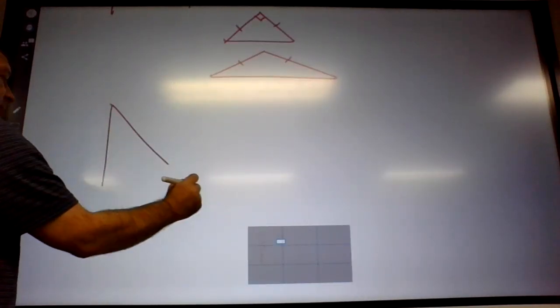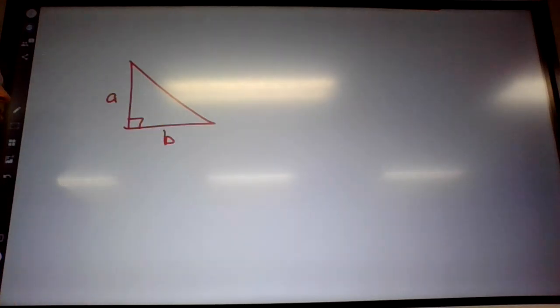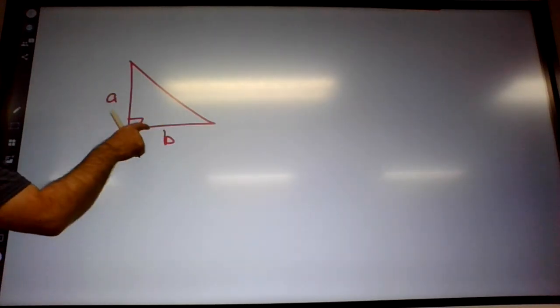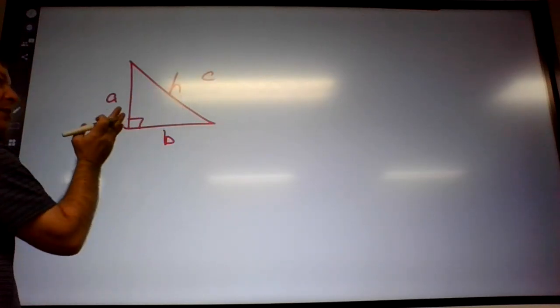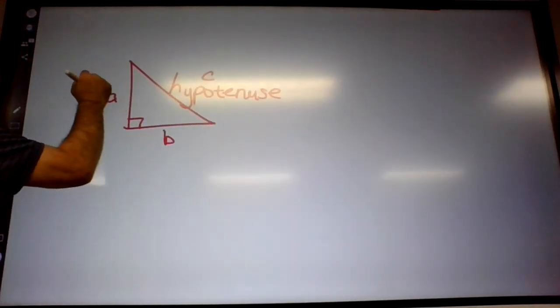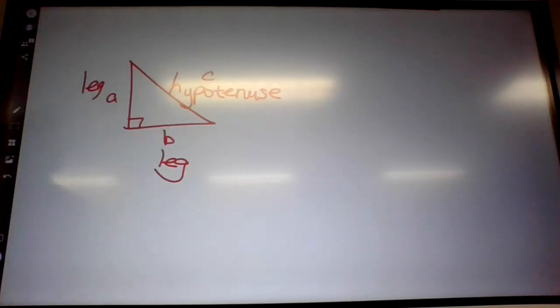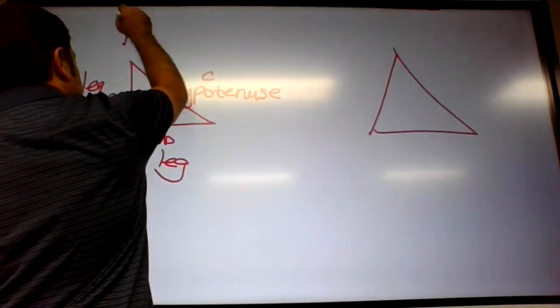In a right triangle, do you guys remember what the sides are called? The sides that are next to the right angle, A and B, are called legs. So leg, and the big side that's always across from the 90-degree angle, always opposite the 90-degree angle, is called the hypotenuse. So it's leg, hypotenuse. The big side for the big word. Okay, so that's in a right triangle.